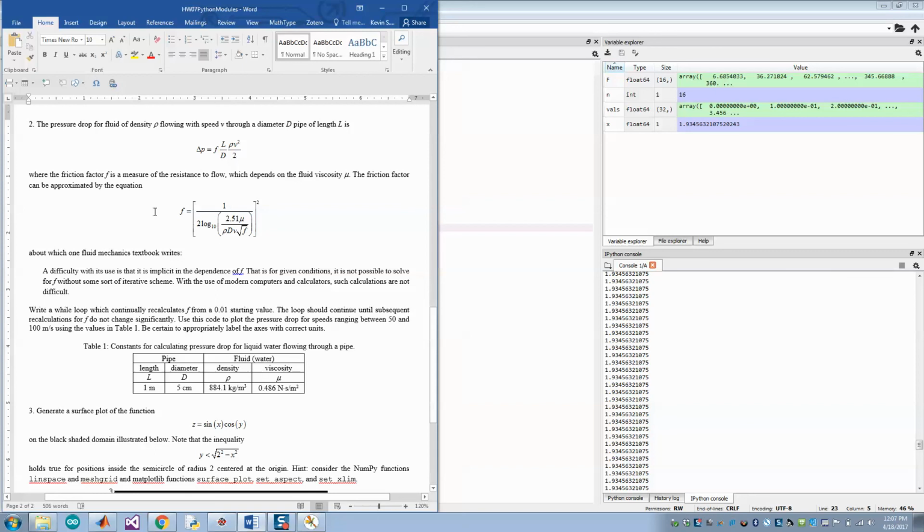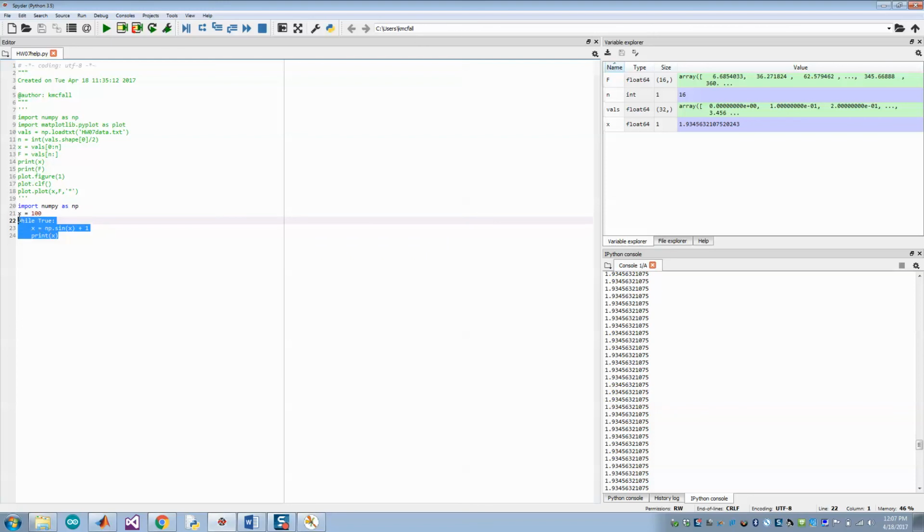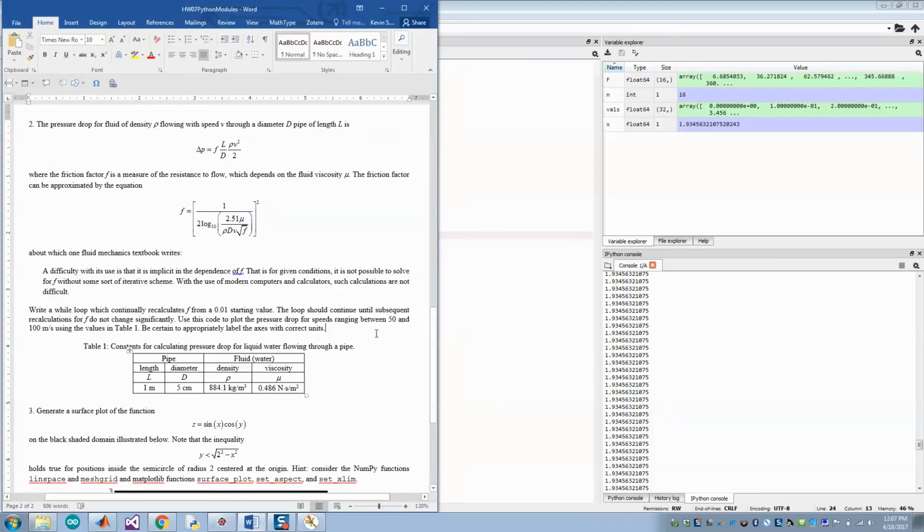Okay, so basically the structure of this program is going to be a nested loop. You'll have an outside loop that's going to loop through the values of v from 50 up to 100. Then we'll have an inner loop that's going to loop like we did here, to figure out what the best f value is. And then the outer loop is going to cycle through different values of the speed between 50 and 100 meters per second. Okay, you'll want to double check and make sure all the units work out. We got some things in kilograms, something in centimeters, meters, newtons, etc., and meters per second for the speed. So you want to make sure that your units check out.